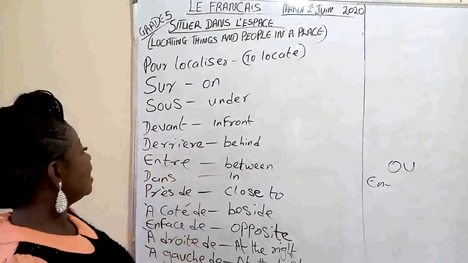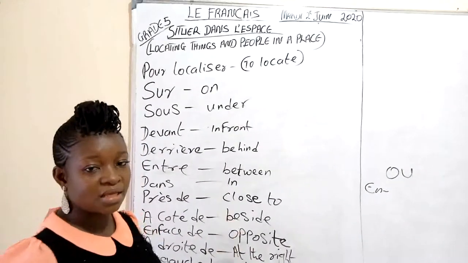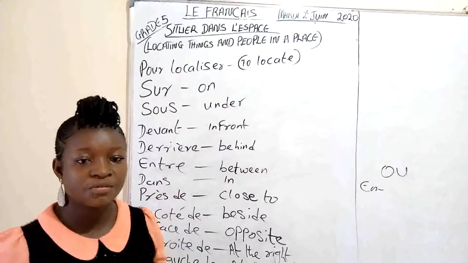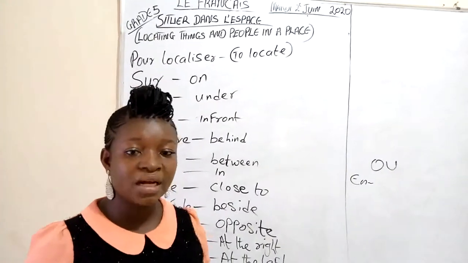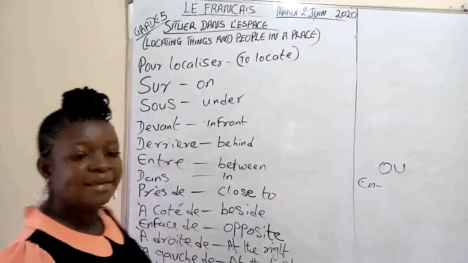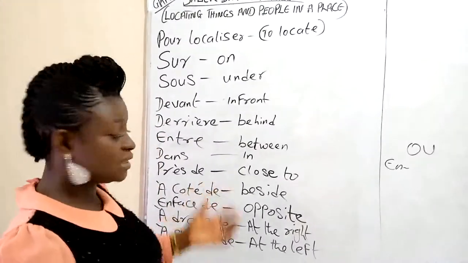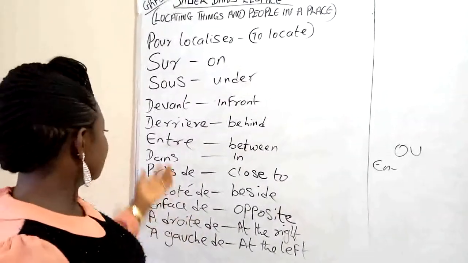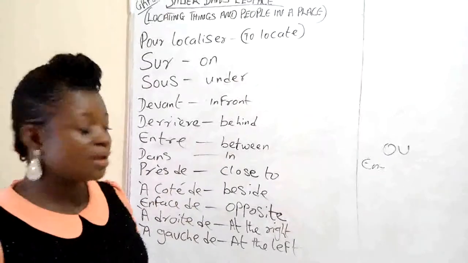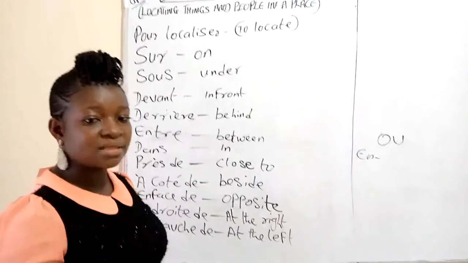But first of all, let's look at the rest. The second one is sous. Don't forget, the first one is sur, and the second one is sous. Next we have devant, which means in front of. The next one is derrière. I say it again, derrière, and it means behind. Having looked at that, we have the next one, entre, which is in between. And dans, which is in. Dans la maison, dans la table, dans la chaise, and so on.